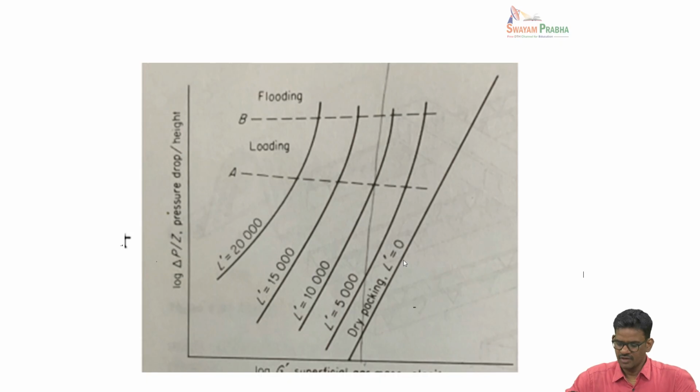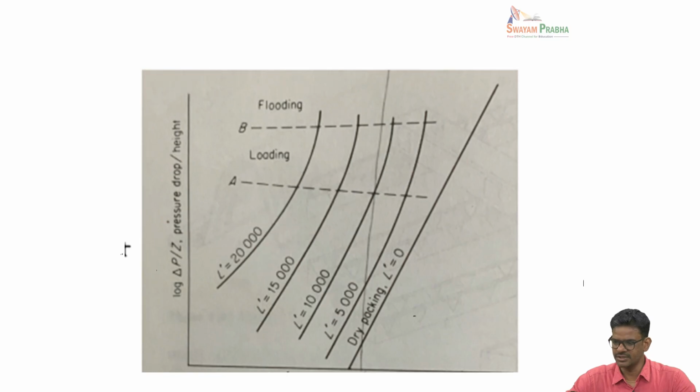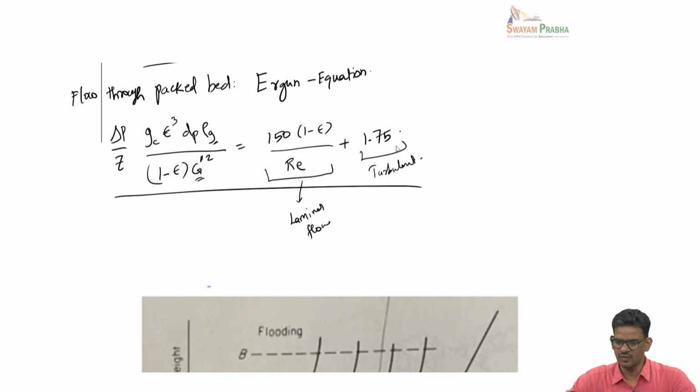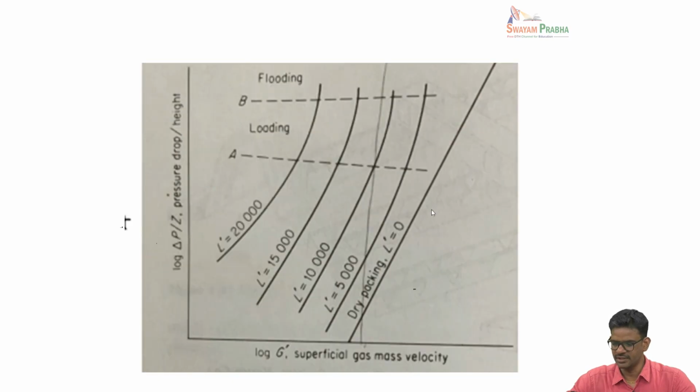If there is no liquid flowing in, then it's basically a simple Ergun equation situation, and you can see this line will have a slope of 2, because as per the Ergun equation, in the case of turbulent flow delta P by Z will be proportional to G prime square. That is the case of no liquid flowing, only gas flowing, a flow through a packed bed with a single fluid. That is the straight line you see here. This is called dry packing, no liquid, only gas.